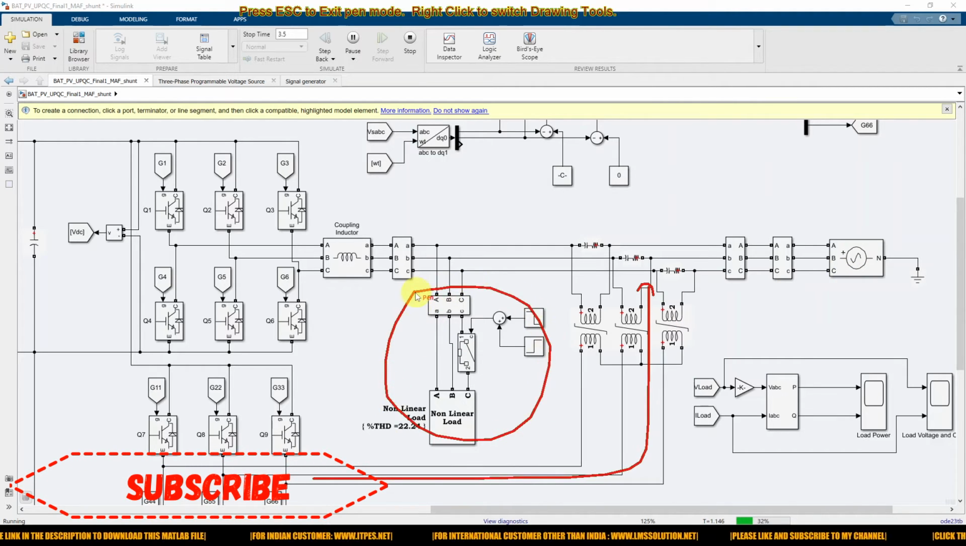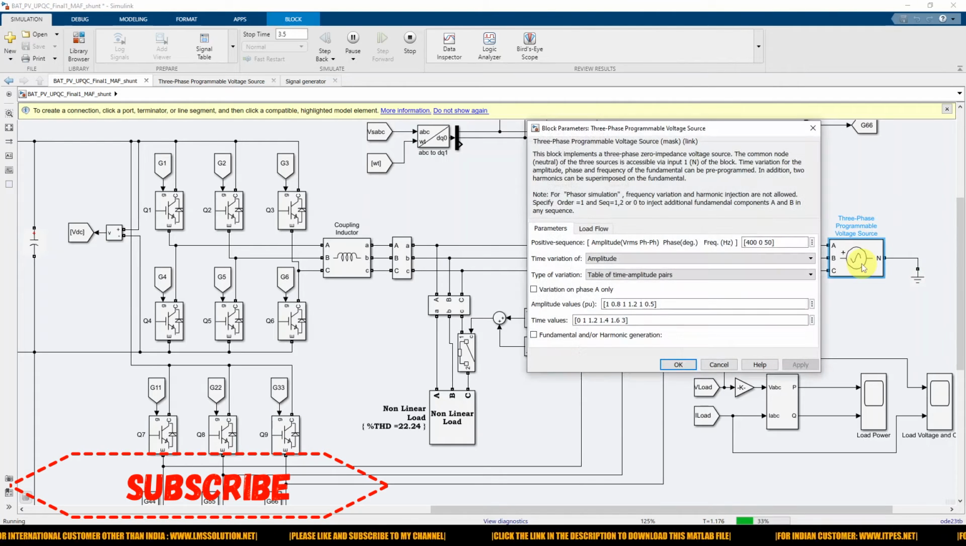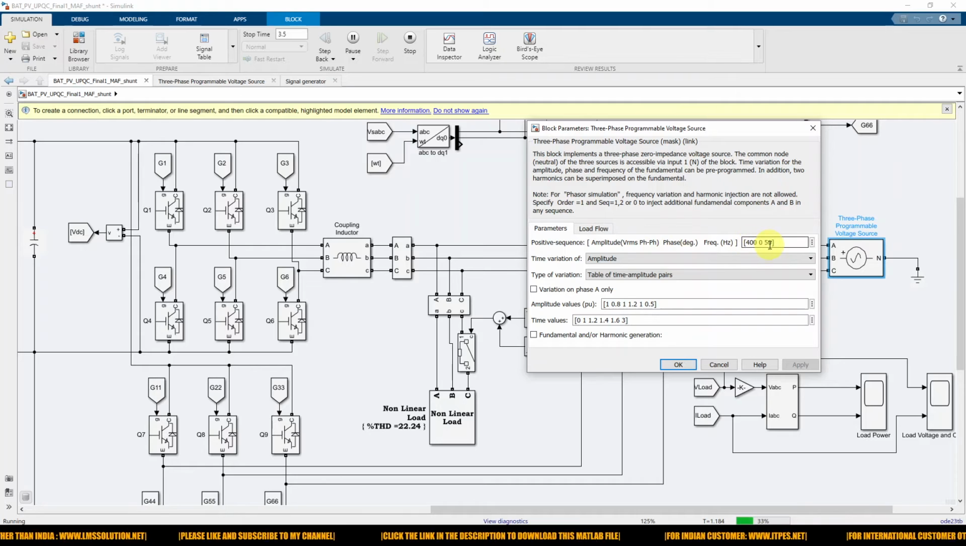Any deviation there, that means voltage sag will also occur in the system. Because of this shunt active filter or shunt converter, the load voltage is always maintained at 1 per unit or the rated voltage. For that purpose only we are using this active filter, and here you can see that the grid voltage we considered as 50 hertz, and here we are creating that sag and swell. Here you can see that the amplitude will be 1, 0.8, 1.2, 0.5.